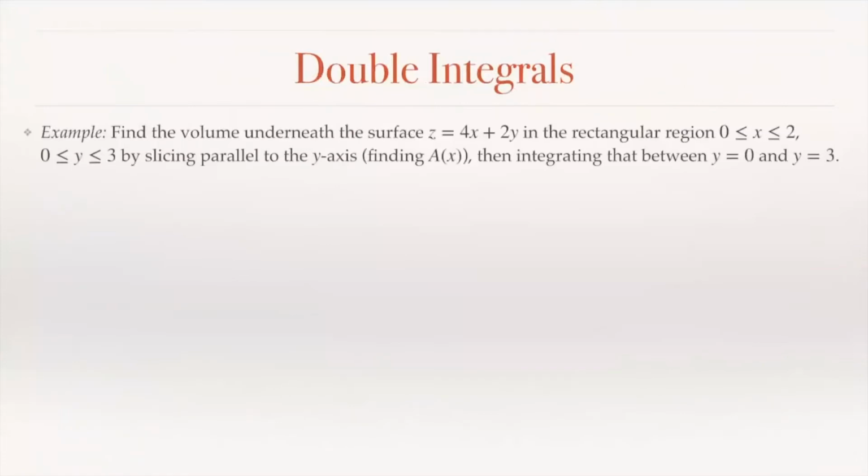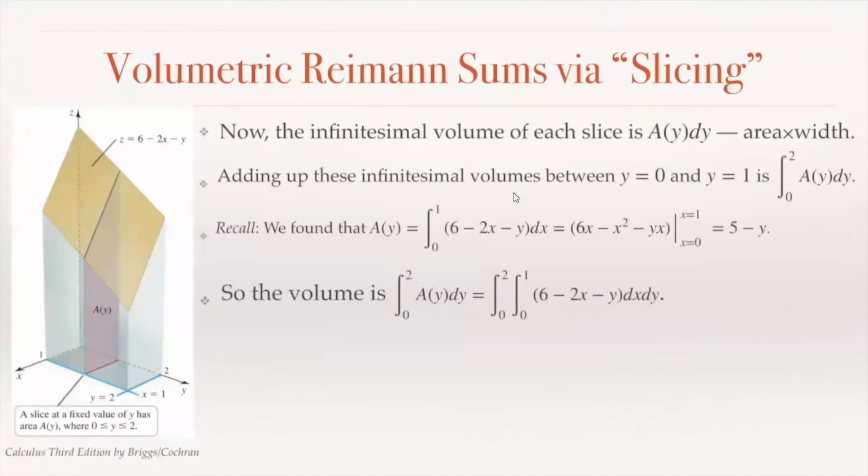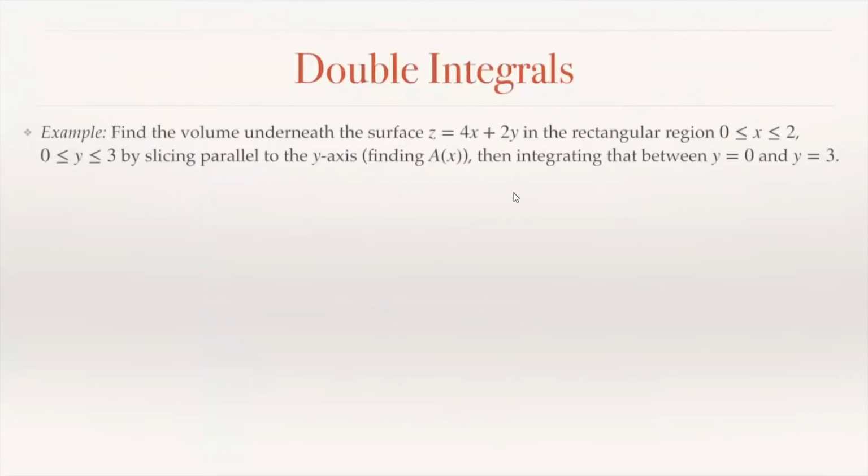Okay, now let's do an example of computing a double integral, finding the volume underneath a surface. So this will be very similar to the example that we did just over here, except that now we'll be kind of doing it from scratch. And we'll see how to think about it. So let's find the volume underneath the surface z equals 4x plus 2y between x equals 0 and 2 and y between 0 and 3 by slicing parallel to the y-axis.